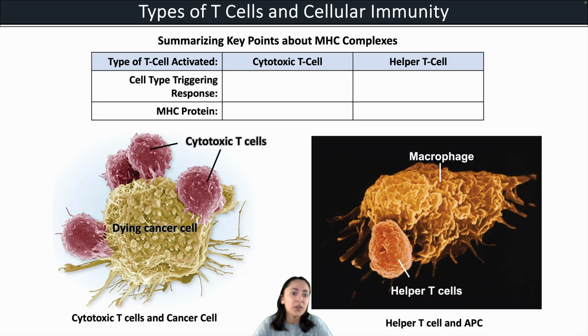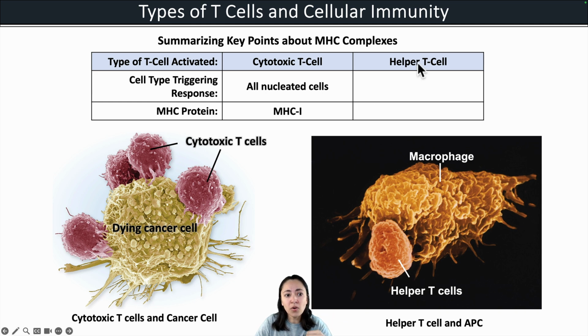So if you ever re-encounter a pathogen, these memory T cells will quickly initiate an immune response, even before you actually get sick. Let's summarize some key points about the MHC complexes. We have MHC1 proteins and MHC2 proteins, and each has a different job and is found in different places. Cytotoxic T cells are triggered by all nucleated cells in our body that are infected, and also by any foreign cell. Cytotoxic T cells respond to MHC1 proteins.